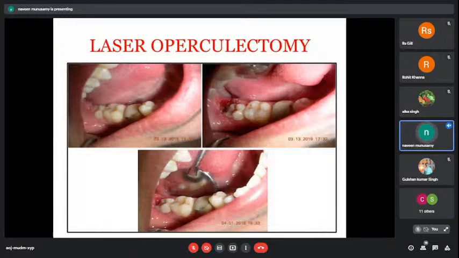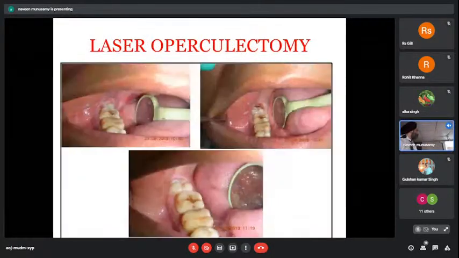And you see here, all this tissue has been cut. It looks quite bad, but within a week, the whole of the tooth was out. The patient was very happy. Here the tissue is so inflamed, and the tooth looks absolutely fine.